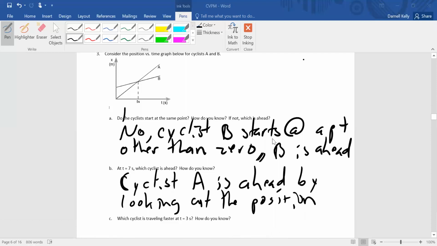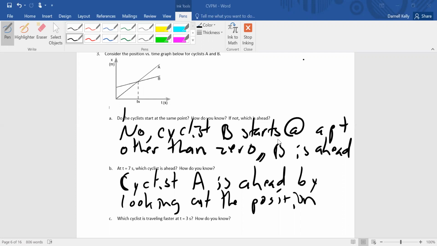Okay. Now, at t equals 7 seconds, which cyclist is ahead? How do you know? Well, we see that they intersect at 5. That's your solution of your simultaneous equation, same thing, right? So at 5 seconds, they meet up. And then at 7 seconds, we can infer, since 7 comes after 5, that cyclist A is ahead by looking at the position. So it's just analyzing the graph, interpreting this data.